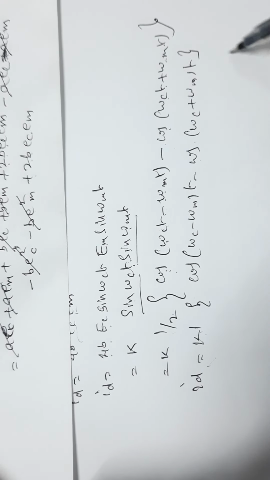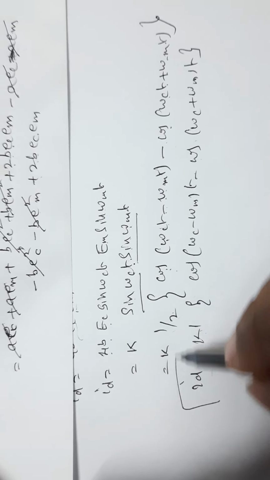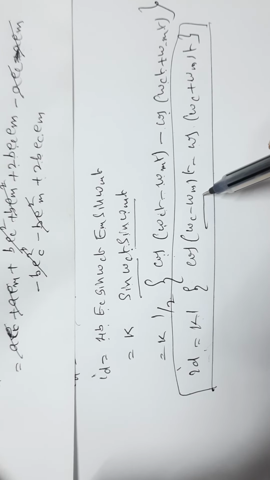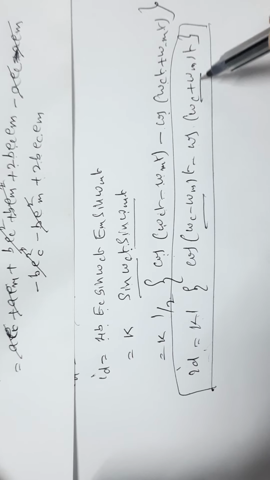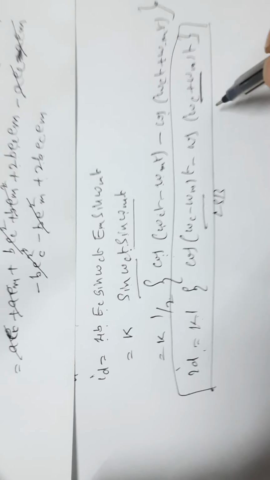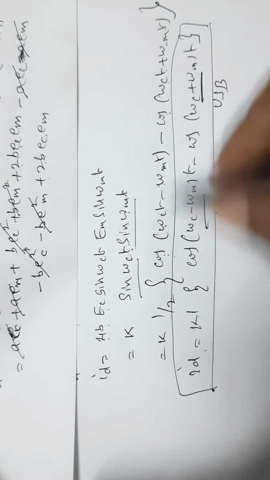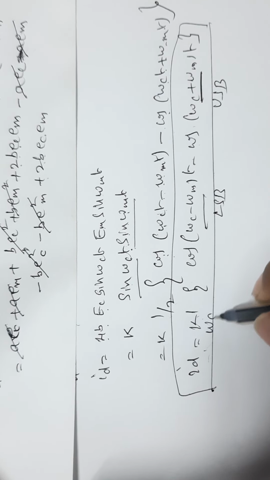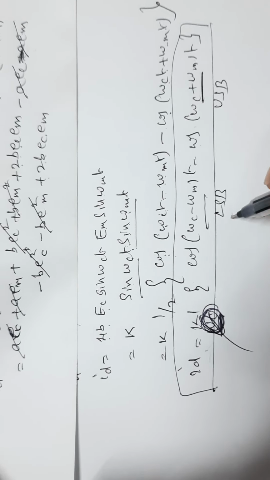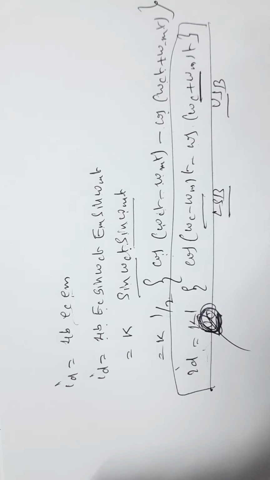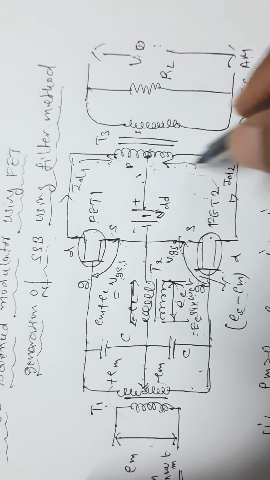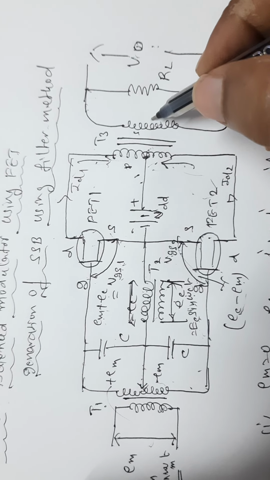Therefore, the drain current is given by one lower side band frequency component and one upper side band frequency component. That is lower side band and upper side band. In this expression, there is no omega C, that is, the carrier frequency is not there. Therefore, the carrier is suppressed. Only two side bands are produced at the output.